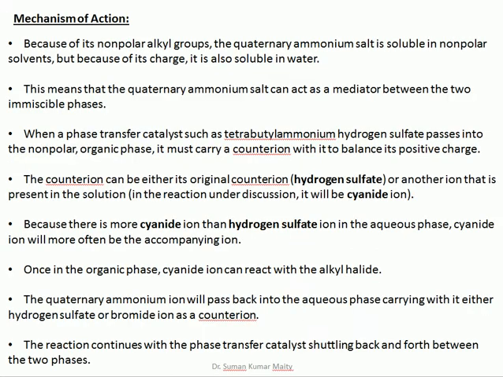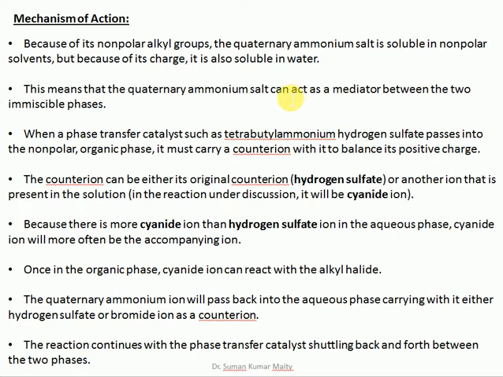Now we will discuss the mechanism, how the phase transfer catalyst helps to do the nucleophilic substitution reactions. Because of its nonpolar alkyl groups, the quaternary ammonium salt is soluble in nonpolar solvents. But because of its charge, it is also soluble in water. That means the quaternary ammonium salts are soluble in both organic and aqueous media.